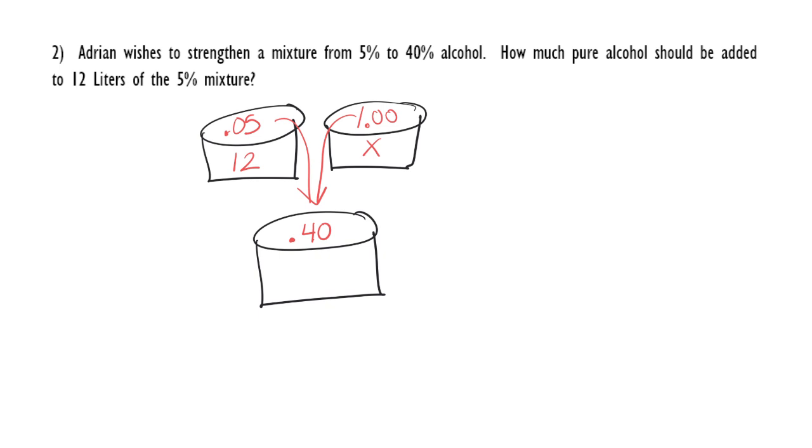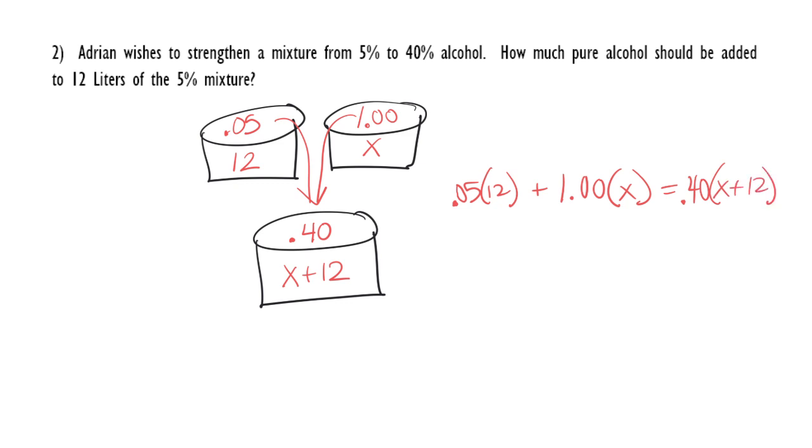Can you tell me how much should be in the bucket here? How much would be the amount of the 40%? Should be x plus 12 because I'm adding the 12 and the x together. Okay, one more time. You're going to multiply each bucket. So, going to squeeze in a 0 here. 0.05 times 12 plus 1.00 times x. Of course, those zeros are totally optional there. Equals 0.40 times x plus 12.